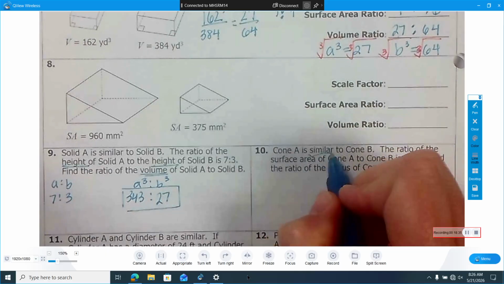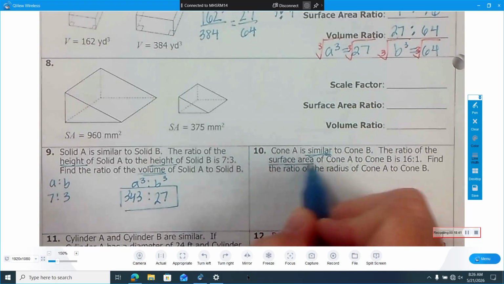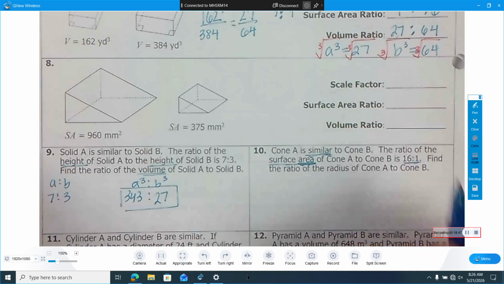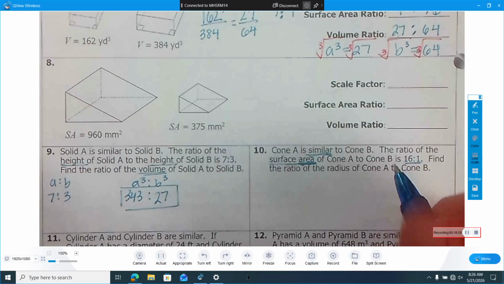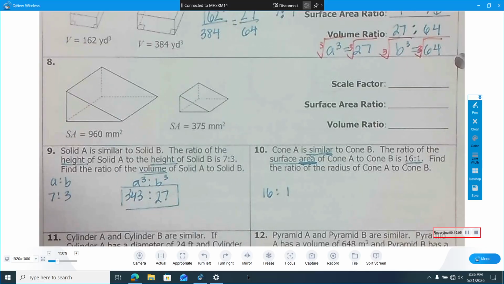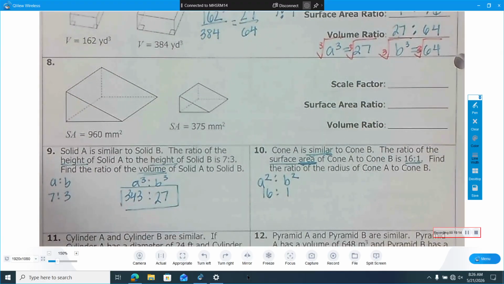Cone A is similar to cone B. Very important that we know that they're similar. If the ratio of the surface area of cone A to cone B is 16 to 1, what information are they giving us? All right. So how does that relate for us? Okay, we need to go back to scale factor. So what does the 16 to 1 represent? Squared. Yes. A squared and B squared. They gave us the area, so they're giving us our scale factor squared.